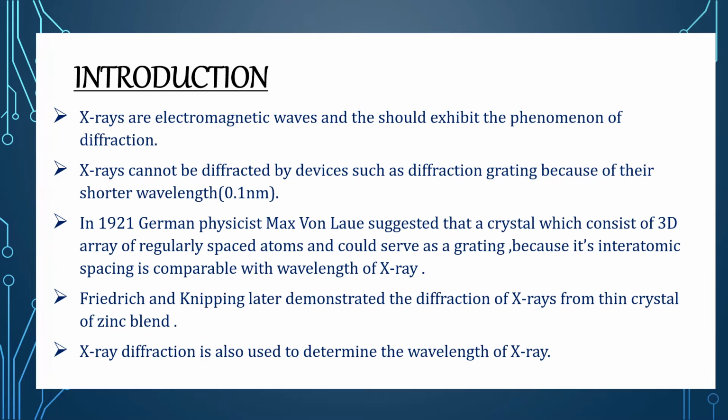nanometer. So in 1921, German physicist Max von Laue suggested that a crystal, which consists of a 3D array of regularly spaced atoms, could serve as a diffraction grating because its interatomic spacing is comparable with the wavelength of X-rays. So instead of using a diffraction grating, a crystal itself plays the role of a diffraction grating. Later on, Friedrich and Knipping demonstrated X-ray diffraction from a crystal of zinc blende. And X-ray diffraction is also used to determine the wavelength of X-rays.